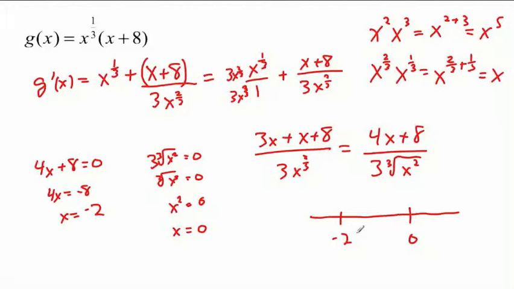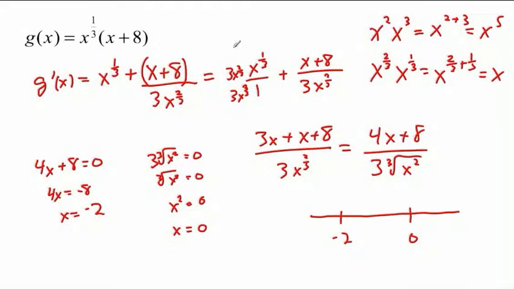Now, in order for it to be an extrema, remember that the derivative has to go from positive to negative or from negative to positive. If it goes from negative to negative, it's either doing something like this, or it might be doing something like this, but it's not going to be a max or a min. So we've got to do our sign chart and figure out what everything's going to be.